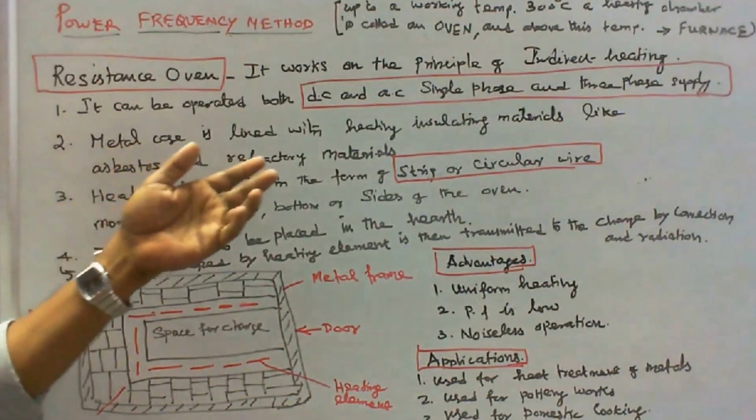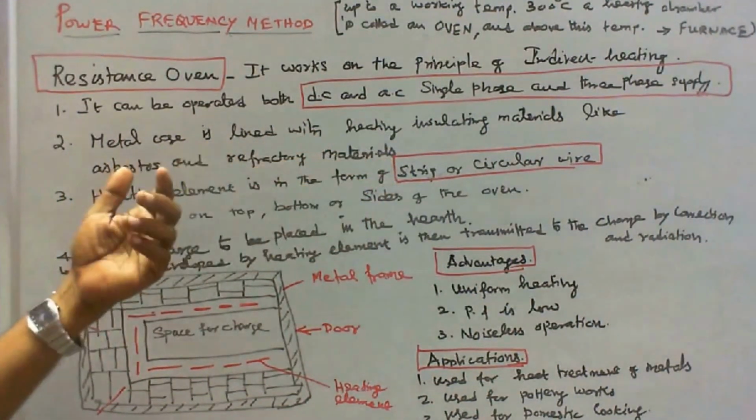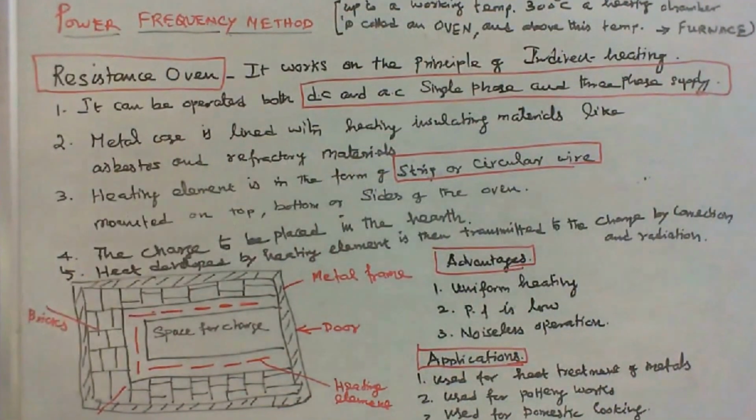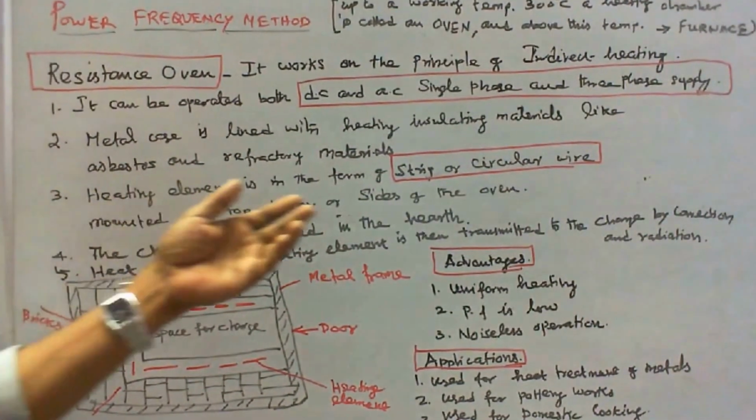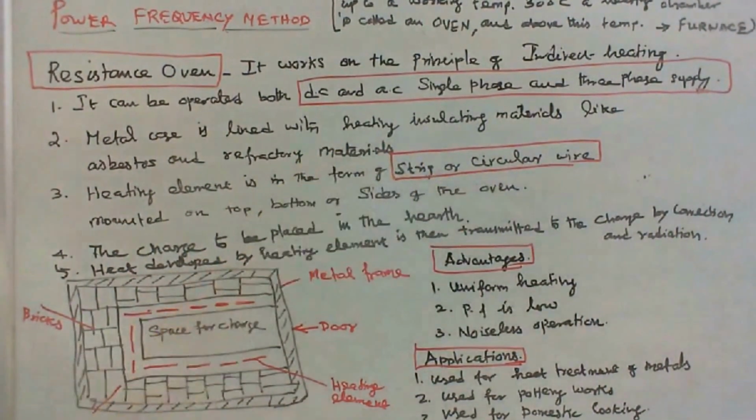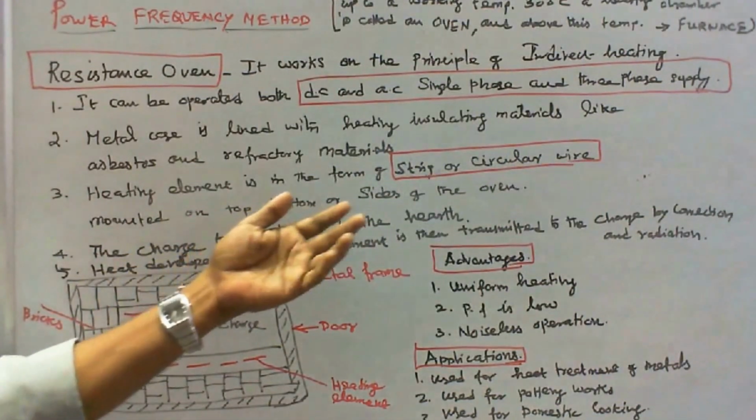The metal case is lined with heat insulating materials like asbestos and refractory materials. The heating element is in the form of strip or circular wire mounted on the top, bottom or sides of the oven.